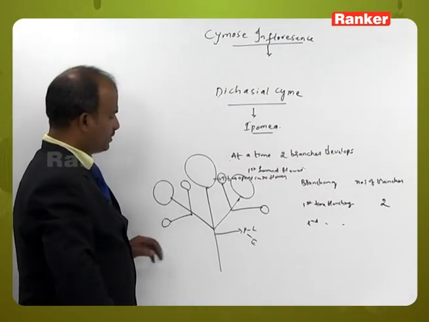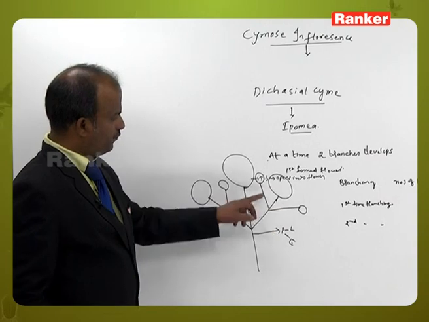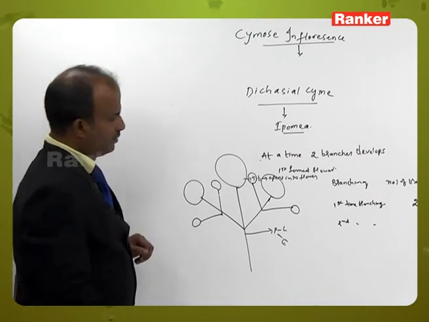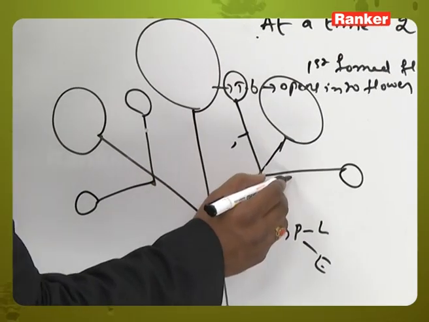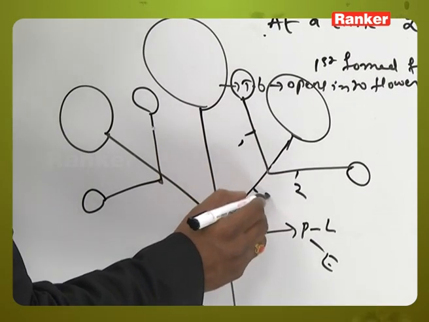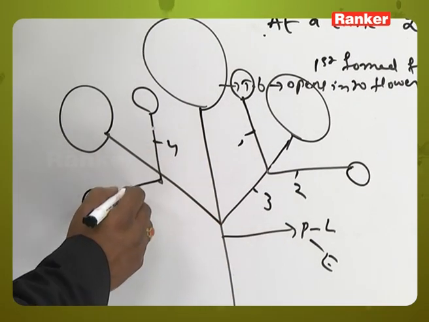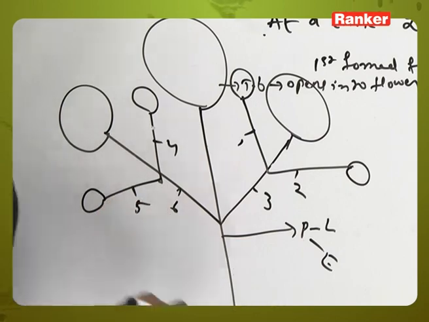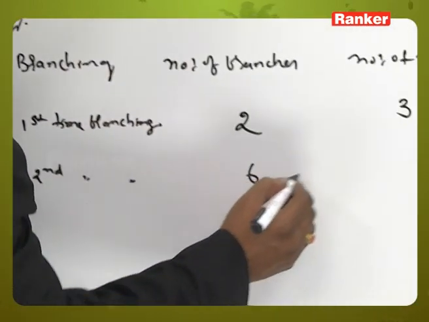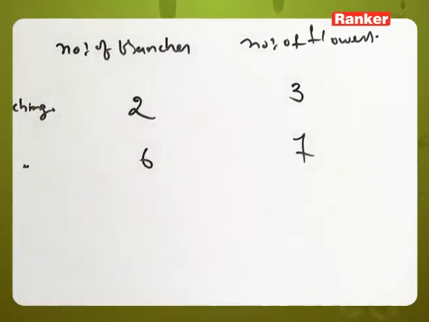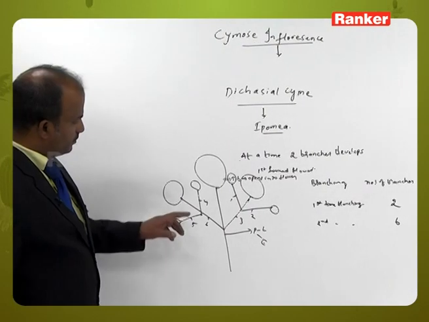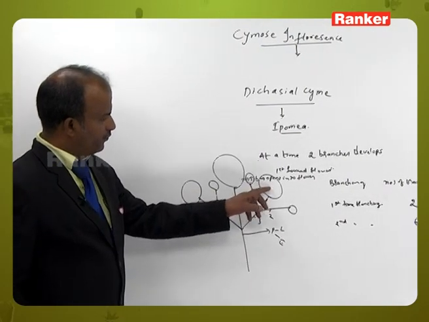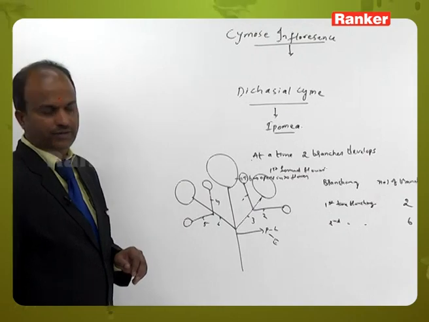Now see here, second time branching. How many branches here? 1, 2, 3, 4, 5, 6. So this is the first branch, second branch, third branch, fourth branch, fifth branch, sixth branch. So what is the number of branches? 6. What is the number of flowers? 7. 1, 2, 3, 4, 5, 6 plus 1, 7 flowers.